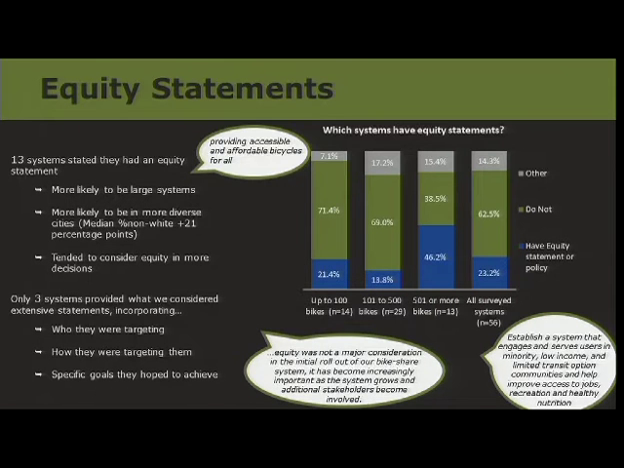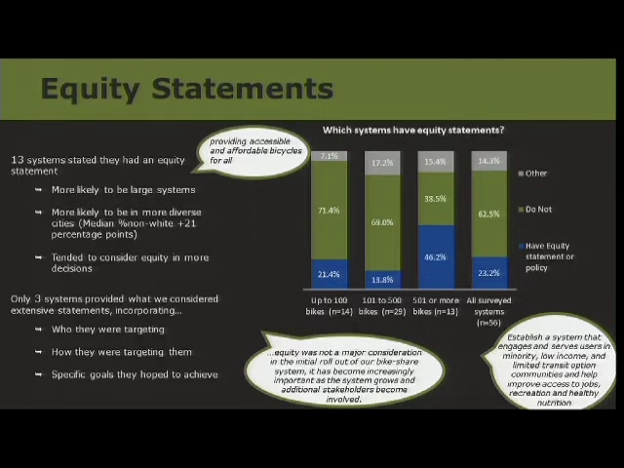So to start to get into the equity statements, we had 13 systems that responded that they had equity statements. And a lot of them were saying that they don't, but we also had a small segment that said that they had other. So this other category was a lot of pending, so they were still in the process of developing their equity programming and such. But these 13 systems that say that they did have an equity statement, they were more likely to be large systems. They were more likely to be in cities that had a much higher diversity. And they tended to consider equity a lot more in their other decision-making in their system planning.